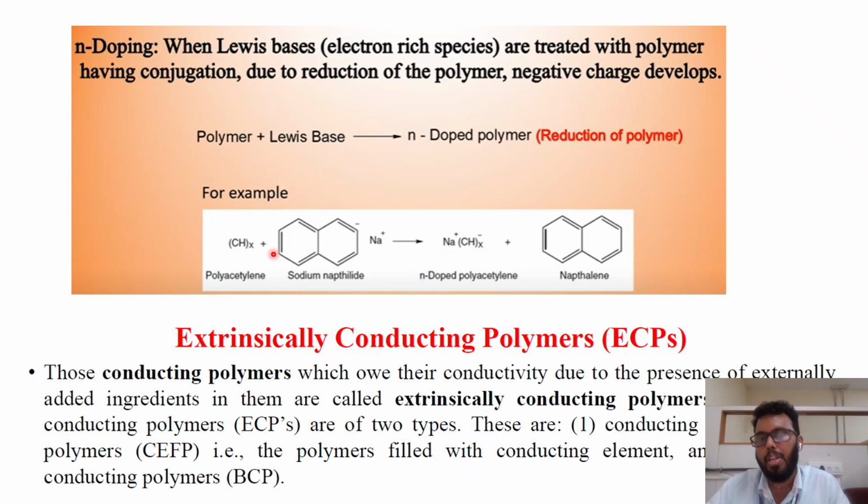You are deliberately introducing electrons into this polymer by treating it with the electron-rich species, and the polymer undergoes reduction during this process and accepts the electron, and negative charge develops in the polymer backbone. As a result, the negative charge will be hopping, which leads to the conduction in the polymer chain. Extrinsically conducting polymers are called ECPs, which owe their conductivity to the presence of externally added ingredients. There are two types: conducting element filled polymers (CEFP), filled with conducting element, and blended conducting polymers (BCP).